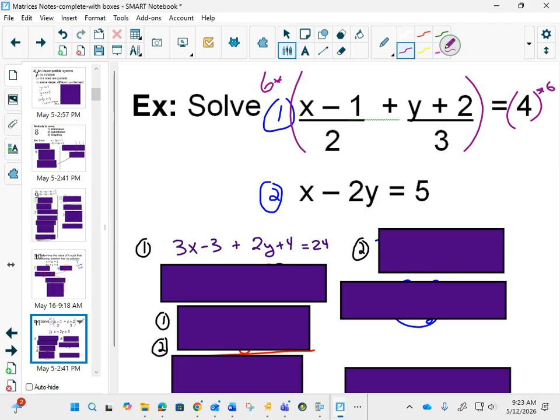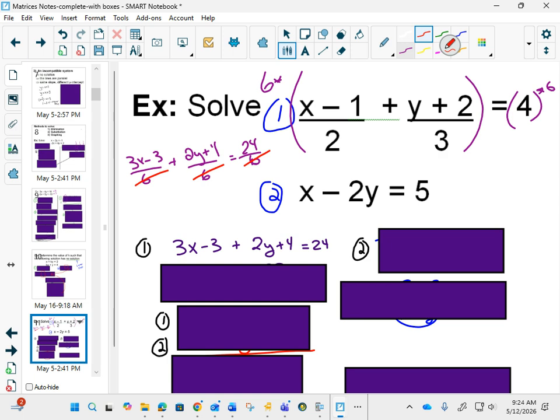Or I've seen people do, instead of getting rid of the 6's, another common strategy, which I actually quite like, is get a common denominator between everything. So if the common denominator would be 6, can you see that you would have (3x minus 3) over 6 plus (2y plus 4) over 6 and 24 over 6. And if every fraction has the common denominator of 6, now when you multiply by 6, it just has the effect of getting rid of all those 6's, and you get the same thing.